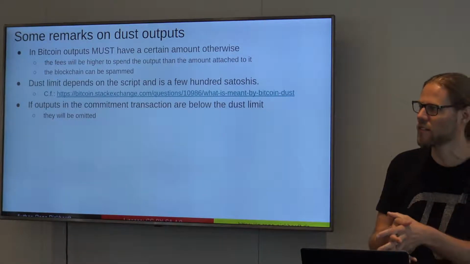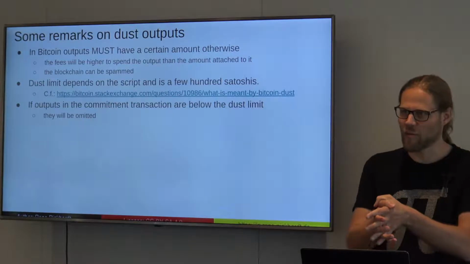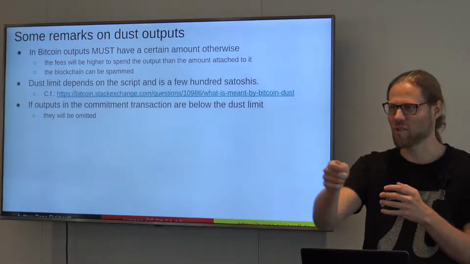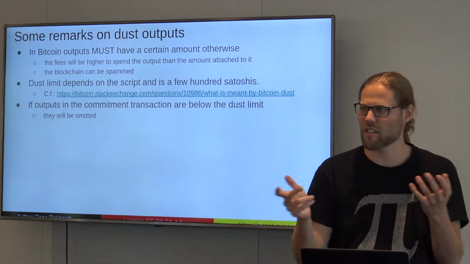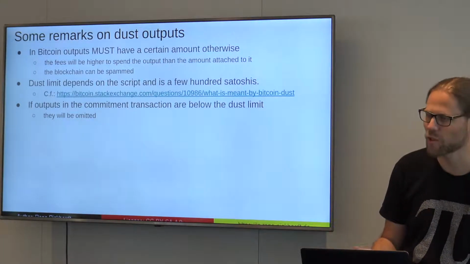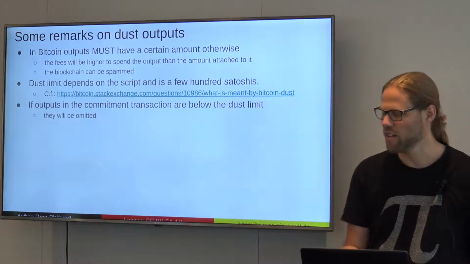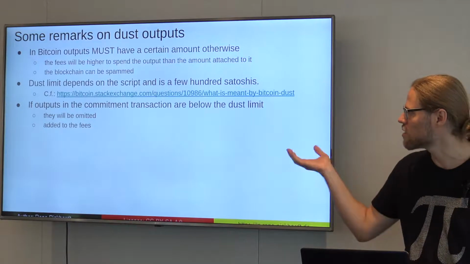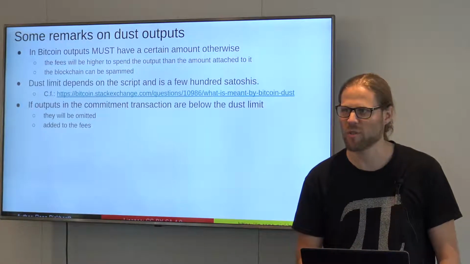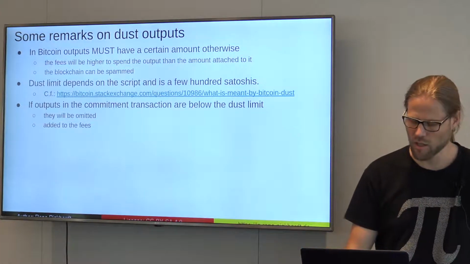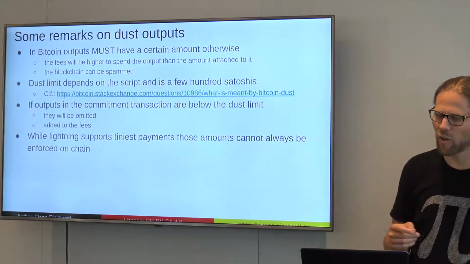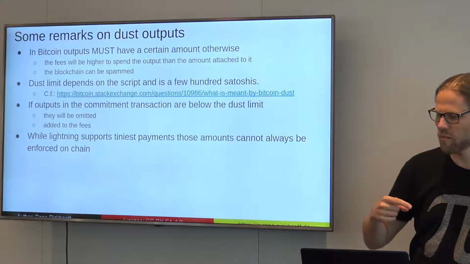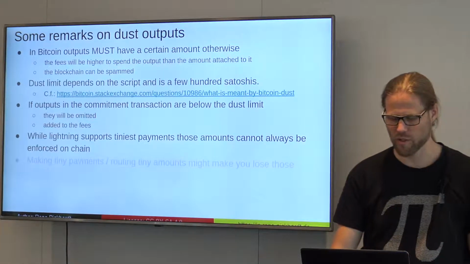But if I initially fund the channel and I have all the funds on my side, I cannot really send 1 Satoshi to you, because then you would have an output that has 1 Satoshi, and this would be below the dust limit. So your output would be omitted right away. And when the output is omitted, it's not getting back to me, but it's added to the fees that are being paid for the commitment transaction in case the transaction is going to be mined. So while Lightning implementations support these tiniest payments, those amounts cannot always be enforced on chain.